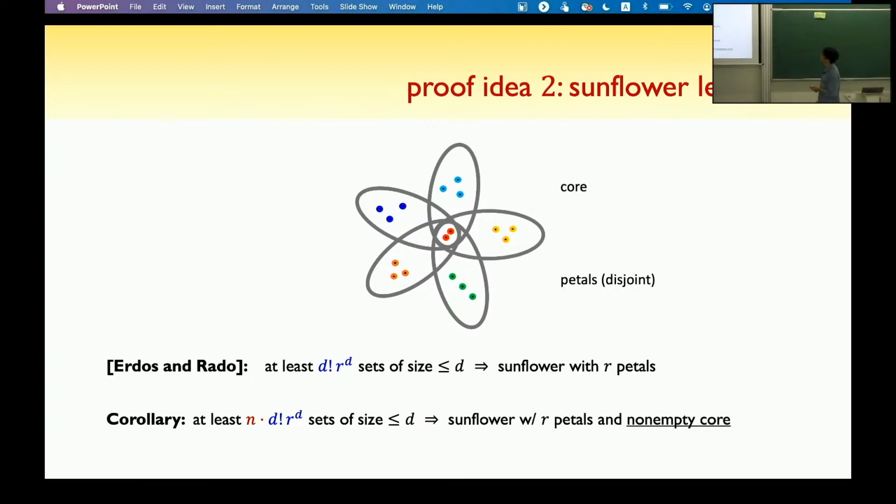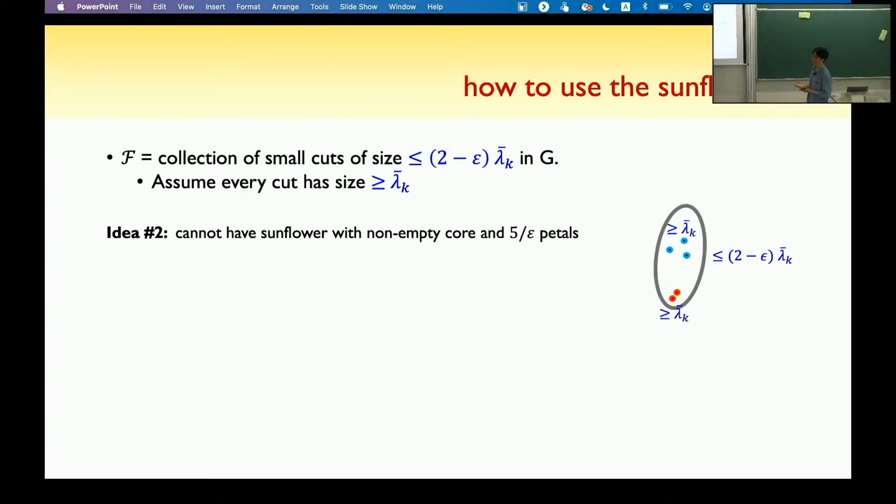But then, if you go back to our set system, you can also conclude that our set system shouldn't have a large sunflower with non-empty core. Let's see why this is the case. Again, as I said, let's assume that every cut has size at least lambda k bar. That's our assumption. And then let's look at one set participating in a sunflower.